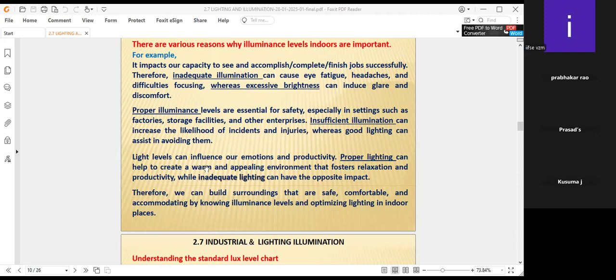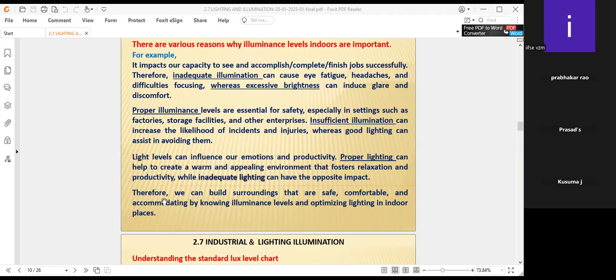That means that compared to proper lighting, it has the opposite impact. That means the environment is not appealing, the relaxation is not the best, and the productivity is not as expected. Therefore, we have to see that proper lighting is arranged at indoor levels also. Indoor levels means whether in the office rooms of the organization, or in the rooms of house constructions and all this.